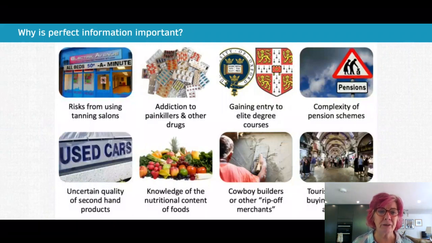And that's not efficient. When we're buying second-hand goods like cars, it's quite difficult for us to know if the engine's going to last, if the engine's going to blow up. What about when we buy food? Do we really know about the nutritional content of those foods? Can we make the best choice? When we employ people to do a job for us, do we know that the work that they're going to do is of good quality? So perfect information is important for all of those reasons, because when we think about an efficient market, we're thinking about a market that works well for everyone.